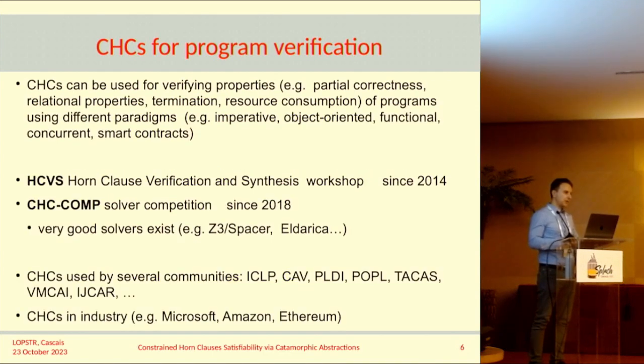This is the standard approach. And horn clauses can be used for verifying properties of different kinds: partial correctness, relational properties, termination, resource consumption, and so on. And we can derive clauses starting from programs that use different paradigms: imperative, object-oriented, functional, smart contracts.